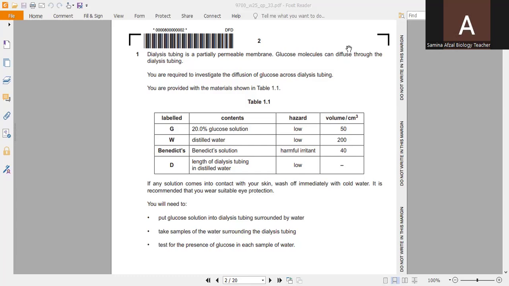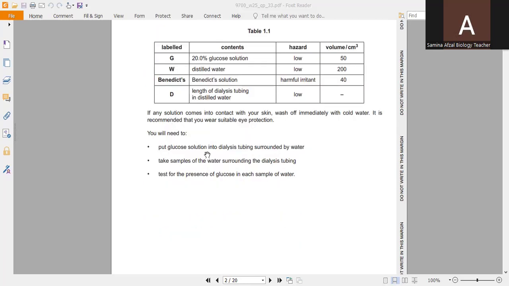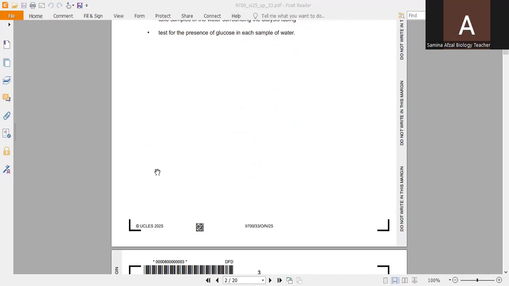20% glucose solution is labeled with G. Distilled water is labeled with W. Benedict's solution is Benedict's, and length of dialysis tubing in distilled water is labeled with D. In this investigation, you will need to put glucose solution into dialysis tubing surrounded by water. Take samples of the water surrounding the dialysis tubing and test for the presence of glucose in each sample of water. So you have to do these three.